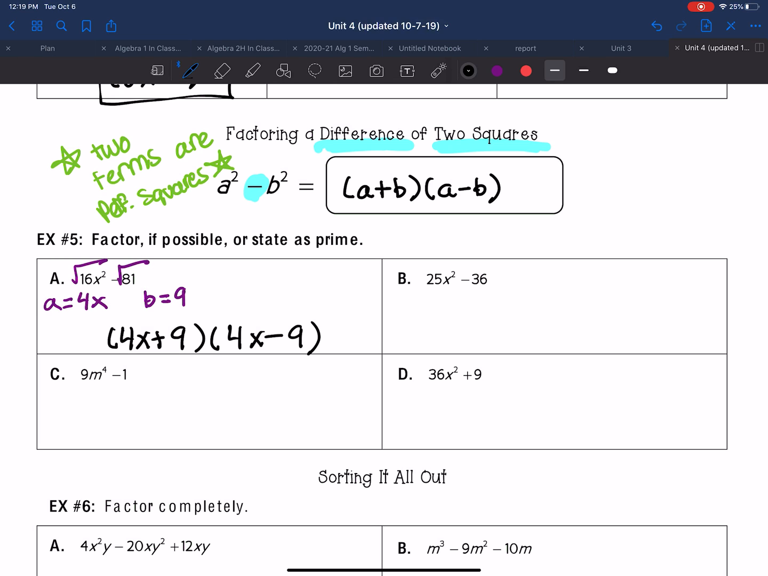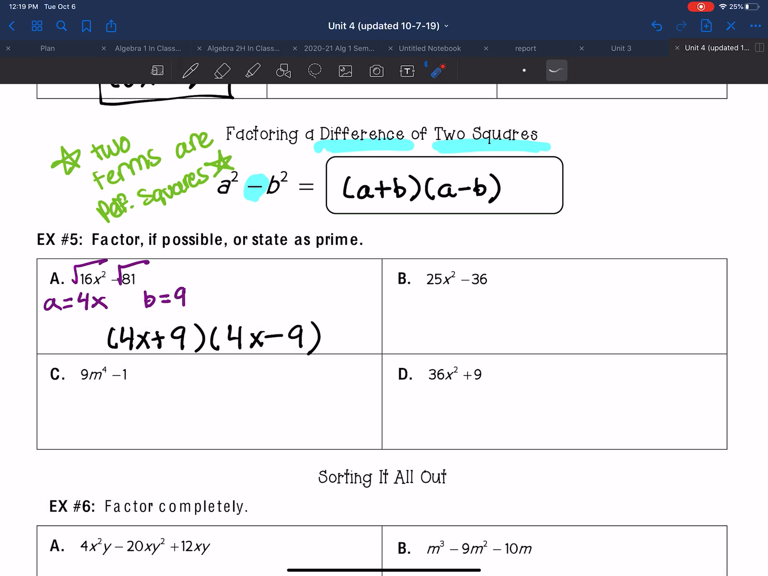Okay? You can always check yourself to make sure you got it right by refoiling. If you refoil this, you will get the original expression, 16x squared minus 81. And that goes for any of the factors that we do today. If you refoil them out, you will get the original answer. And if you don't get the original answer, that means you did something wrong. You have to go back and check.